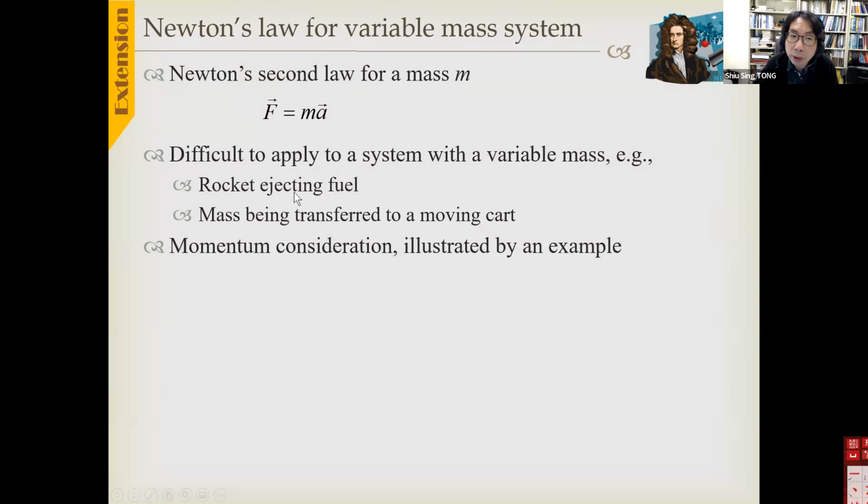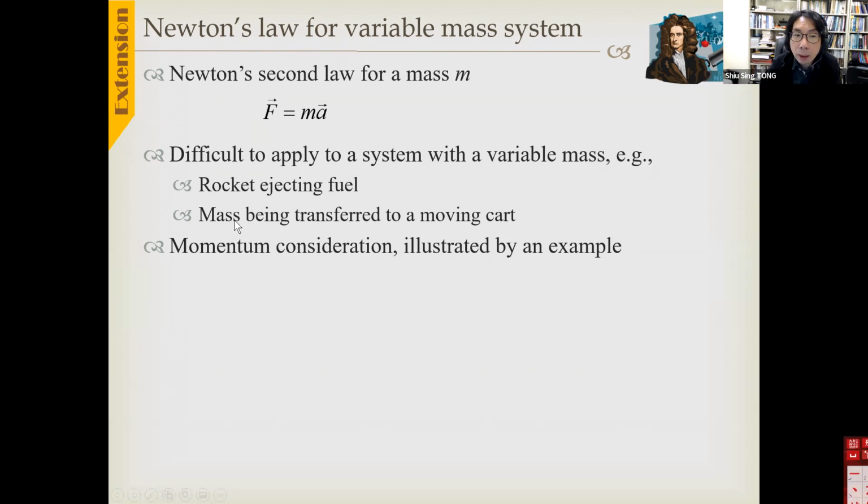For example, a rocket ejecting fuel. When the rocket propels itself in the sky, fuel is continuously being ejected, right? So the mass of the rocket is not a constant. It will decrease with time. When the fuel is continuously being ejected, the mass of the rocket will be decreasing. So you don't know what the mass m means in the equation F equal to ma. So you cannot apply Newton's second law in the usual form.